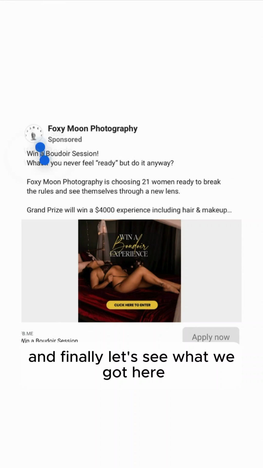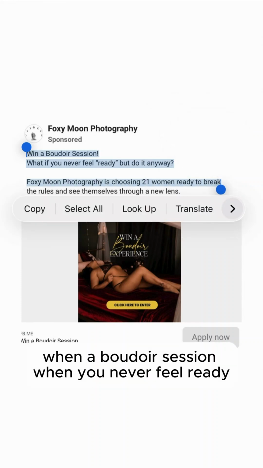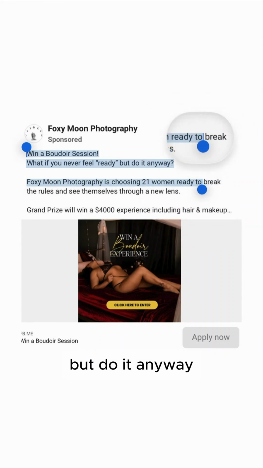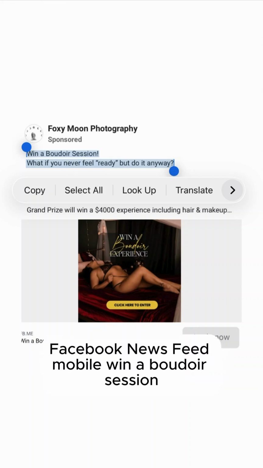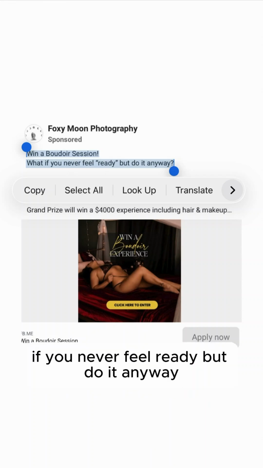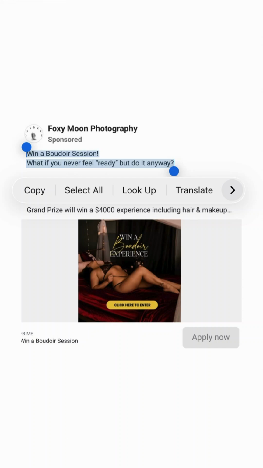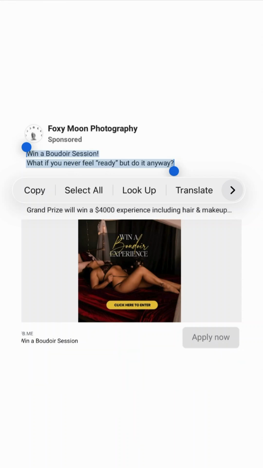And finally, let's see what we got here. In a Boudoir session when you never feel ready, but do it anyway. So, looking at the See More headline here, first 2 3/4 lines, Facebook newsfeed mobile: when a Boudoir session, or if you never feel ready, but do it anyway. All right, yeah, lack of context mistake here. Most common thing that I'm seeing the most of.